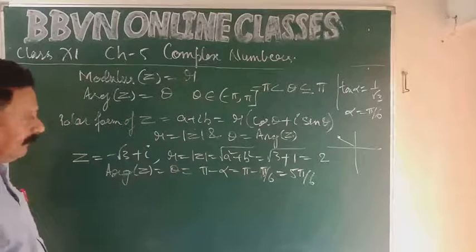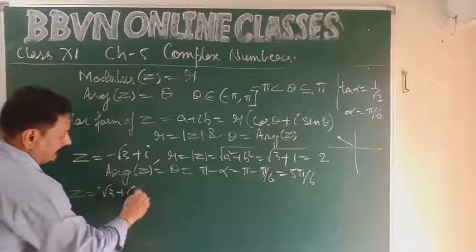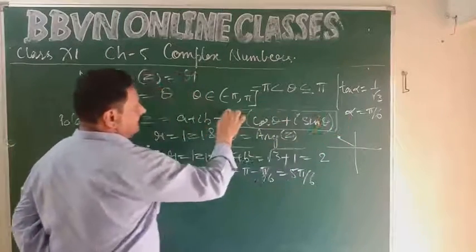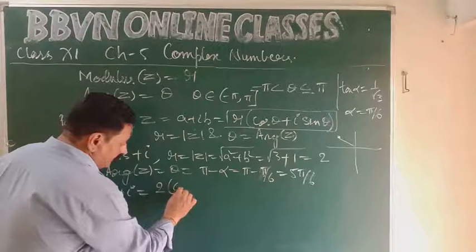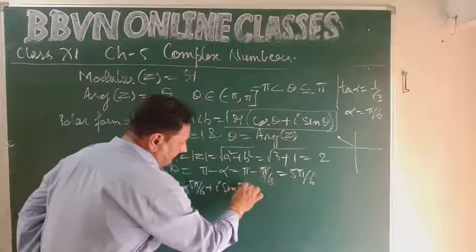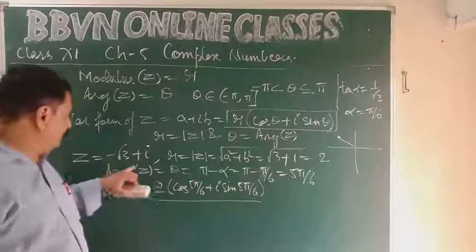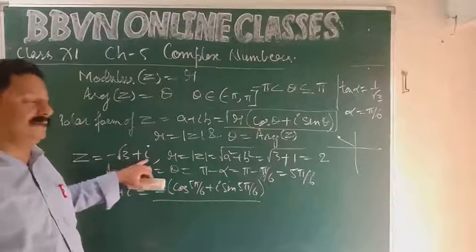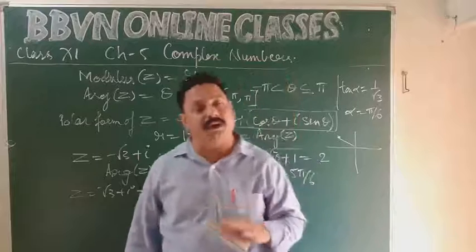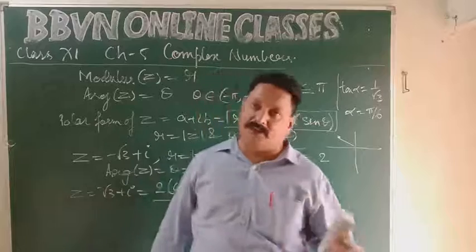You got r, you got theta. Now the polar form of z equal to minus under root 3 plus iota is r cos theta plus iota sin theta. So r is 2, theta is 5 pi by 6: 2 (cos 5 pi by 6 plus iota sin 5 pi by 6). This is the polar form of the given complex number. So children, we have discussed modulus, argument, and polar form of a complex number. Tomorrow in the next class we shall solve some questions based on argument, modulus and polar form.